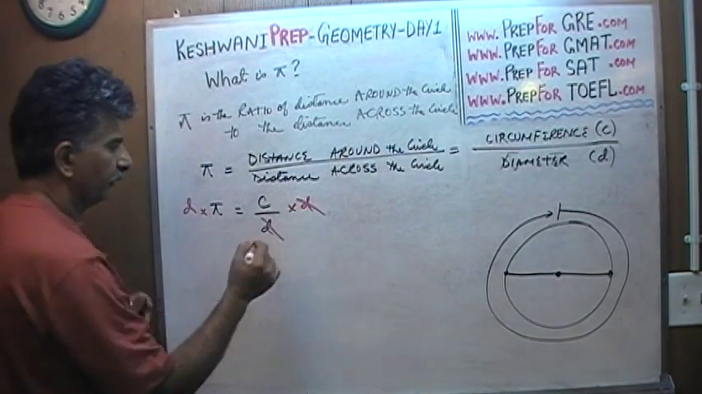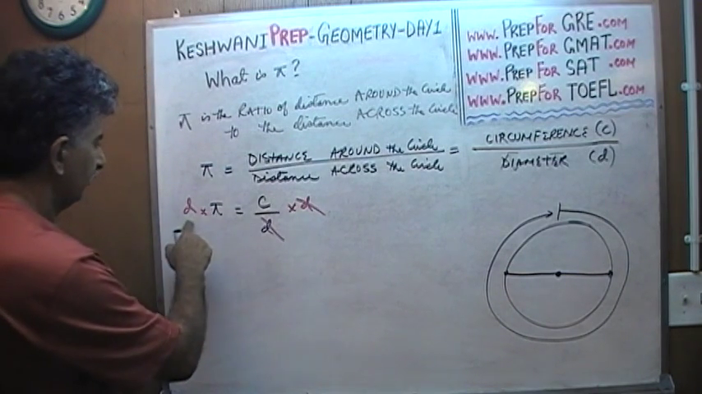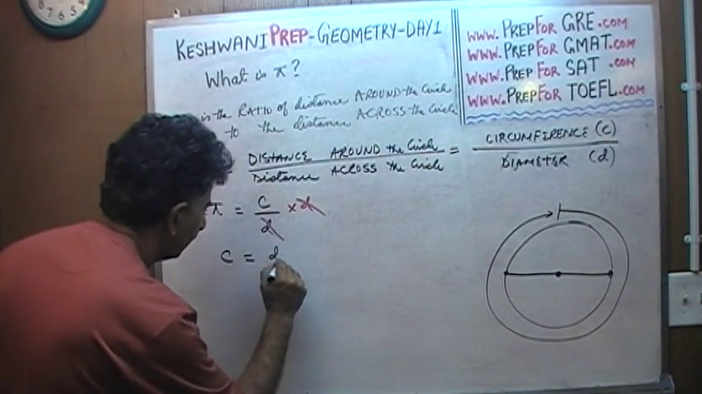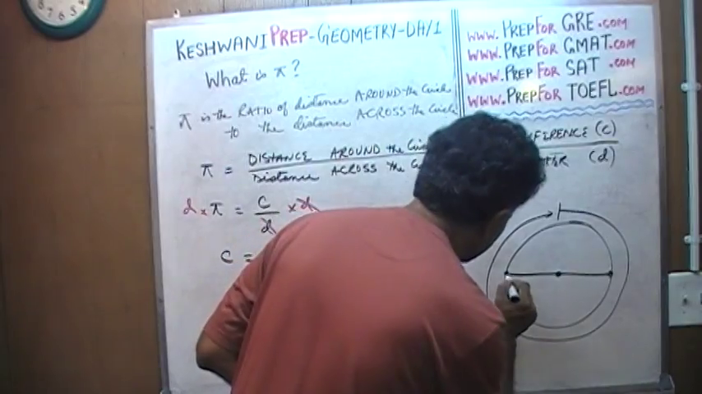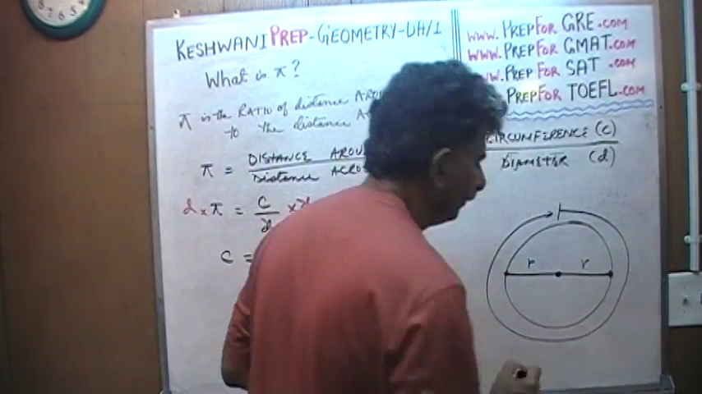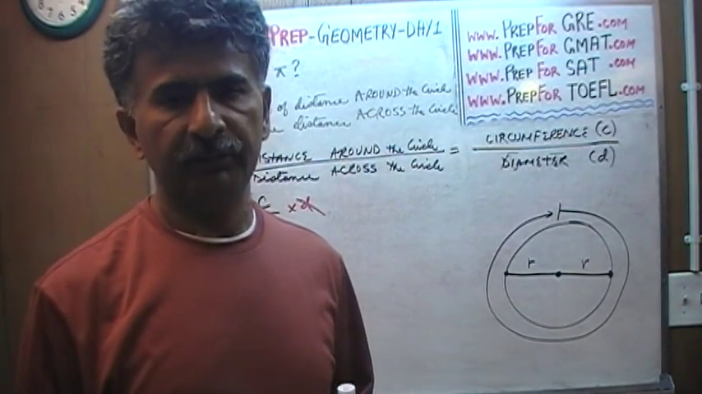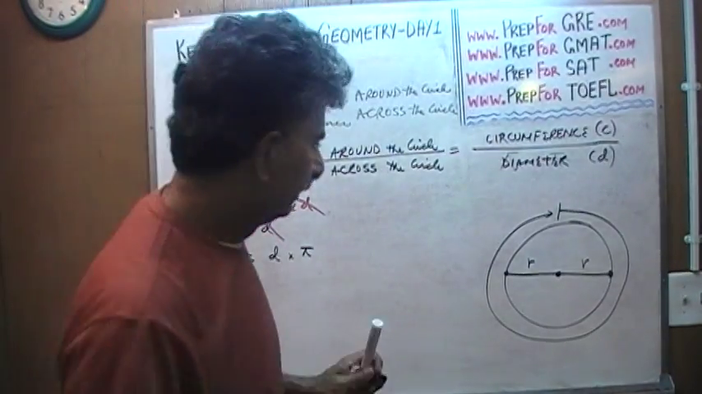This d drops out, and what we end up with here is that C equals d times pi. C equals diameter times pi. And diameter, of course, from here to here is the radius, and from here to here is another radius. So diameter, of course, as you already know, is twice the radius, because if you have two radii together of the same circle, obviously.